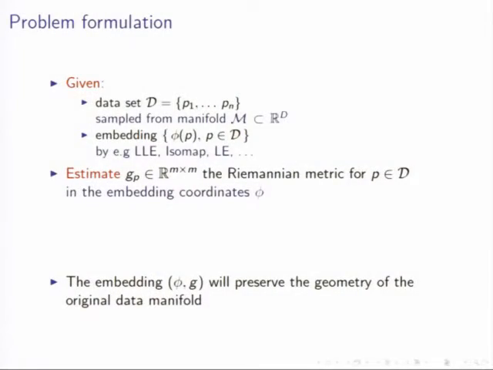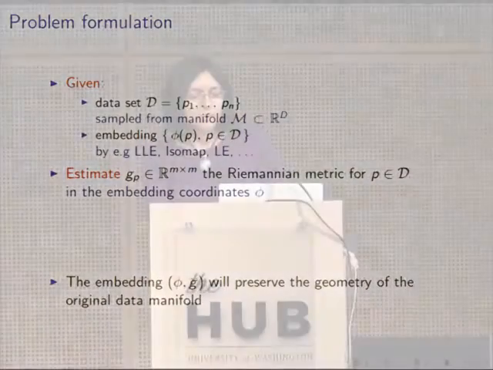To formalize what we are doing, given some data set, given some embedding algorithm, and you pick your own favorite embedding algorithm, after the embedding is done, we are going to estimate the metric at each point, which will be how much the data was distorted at that point.